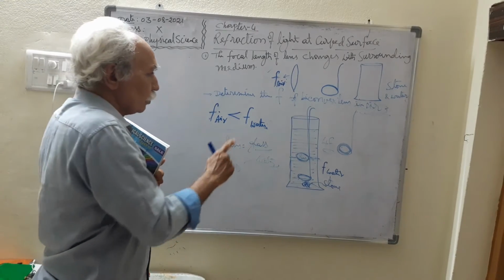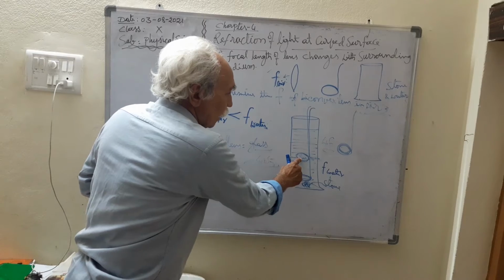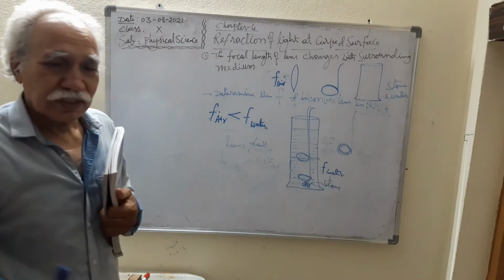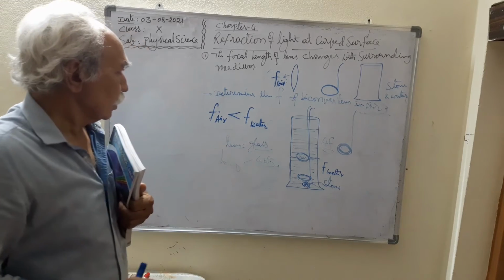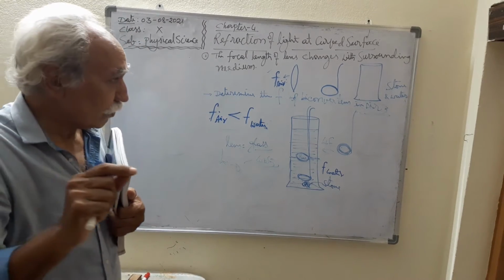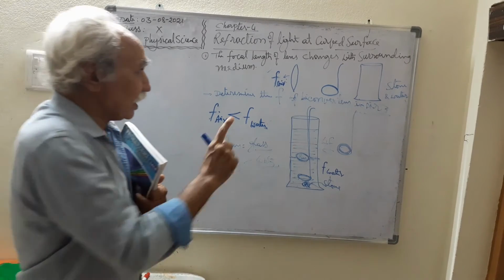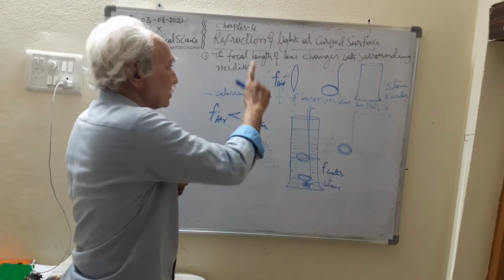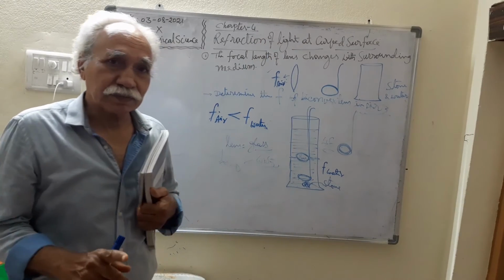And one more point: if the optical density of the lens is greater than the surrounding medium, then that lens is acting as a biconvex lens.